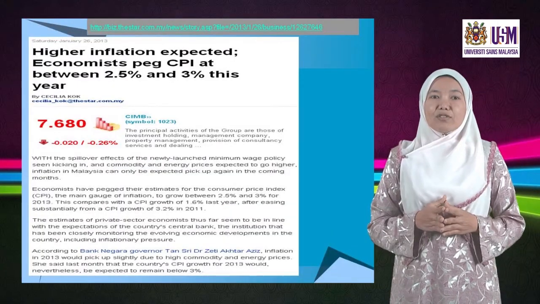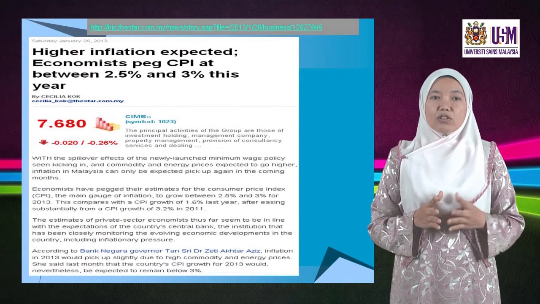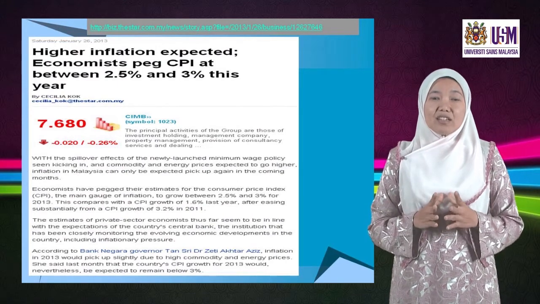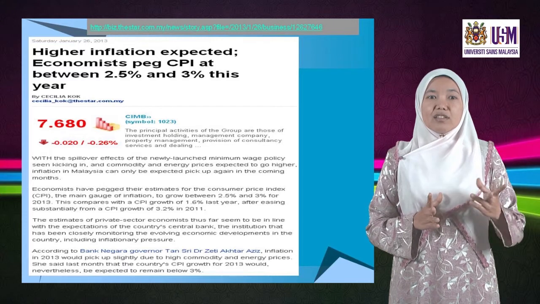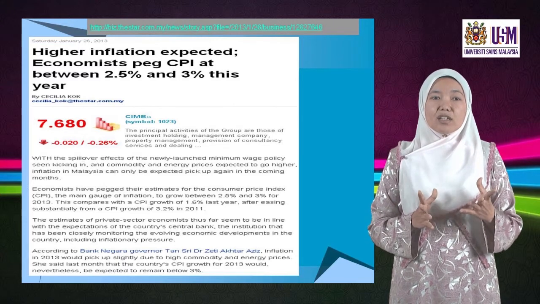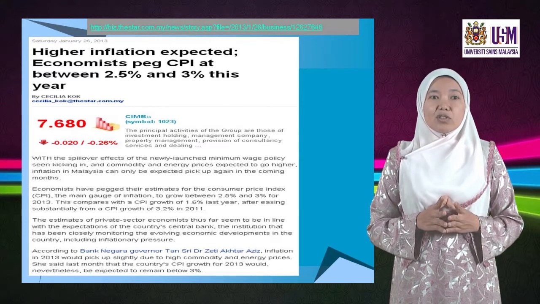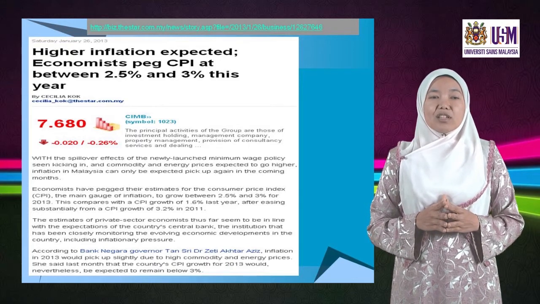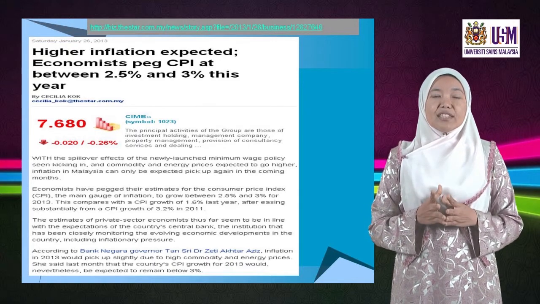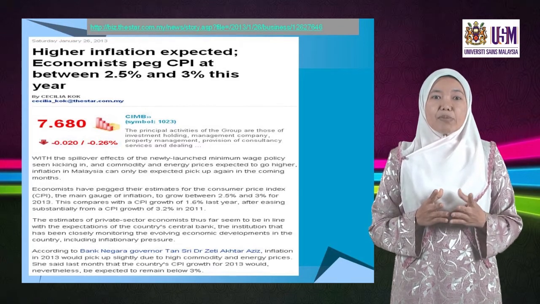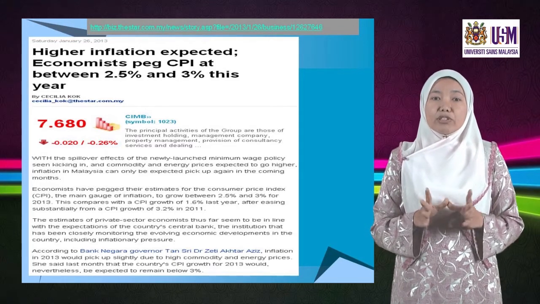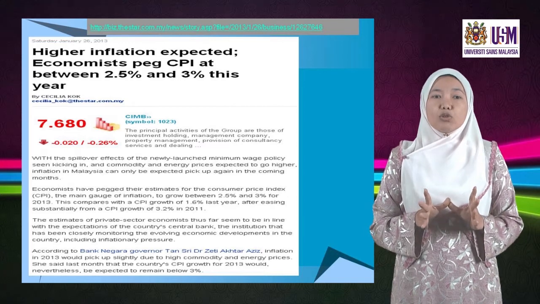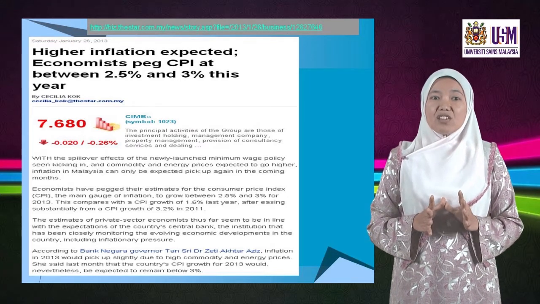Another common usage of index is when we discuss inflation. I share with you here an article in the Star on January 26, 2013. The title is "Higher inflation expected". Economists peg the CPI, referring to the consumer price index, at between 2.5% and 3% this year.